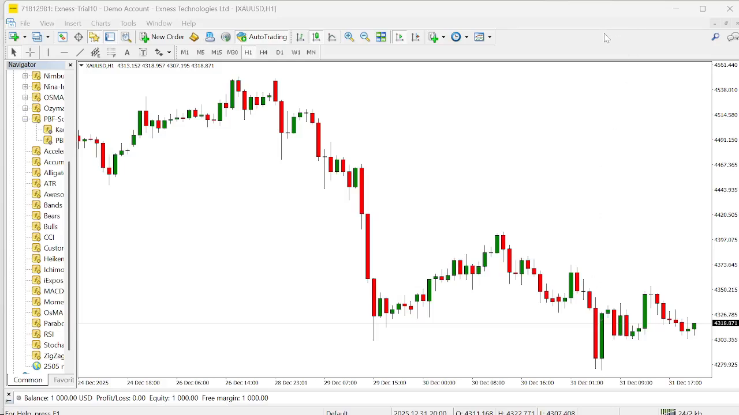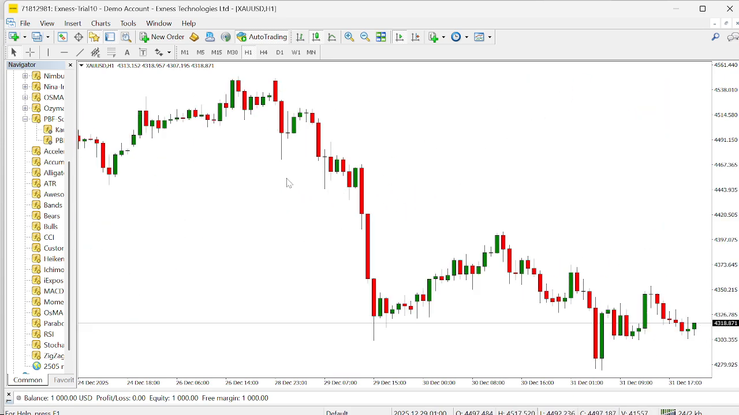Hi traders, in this video we are looking at the PBF Squeeze Indicator for MT4. This oscillator is designed to highlight periods of market compression and potential breakout conditions using volatility and momentum information. By the end of this video, you will see how it is plotted, what its components represent, and which settings you can work with.